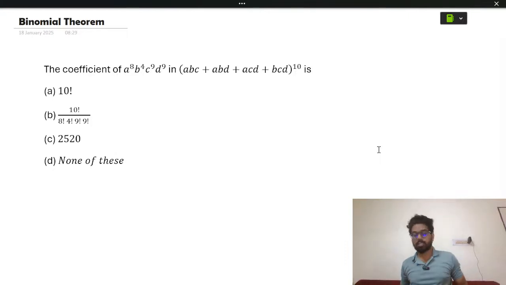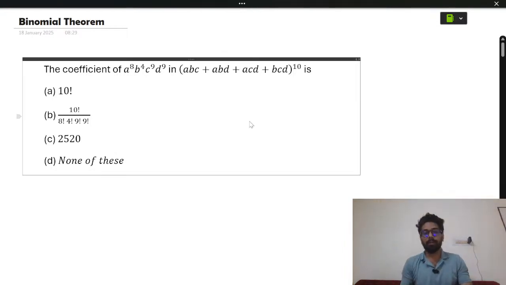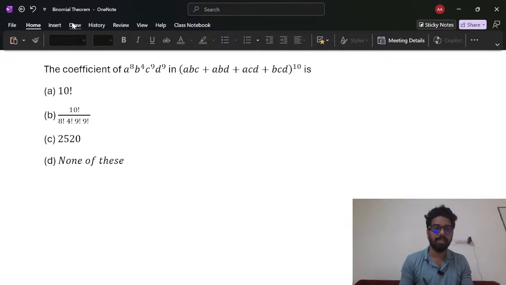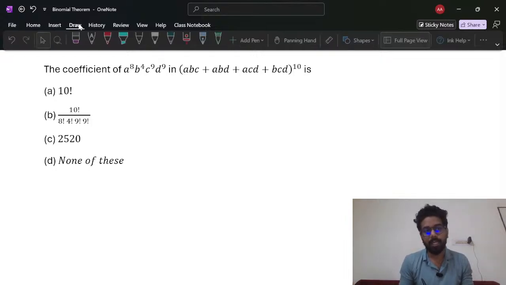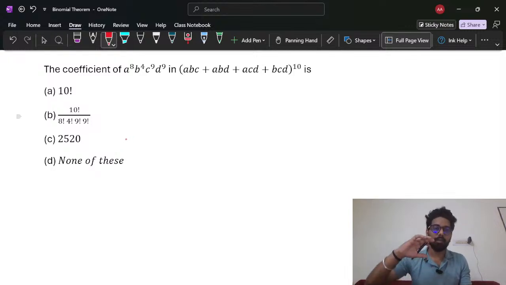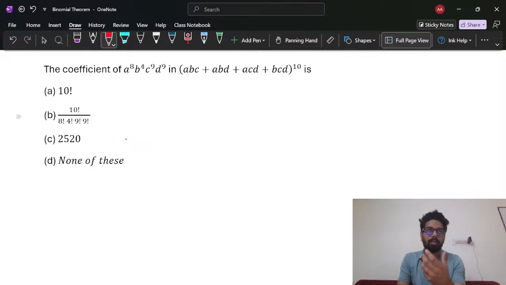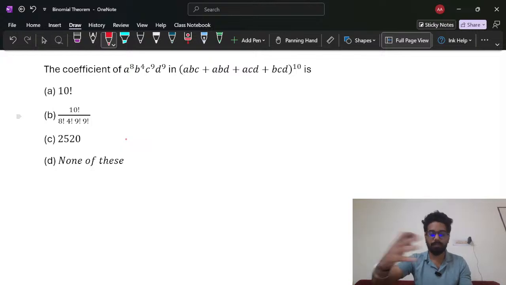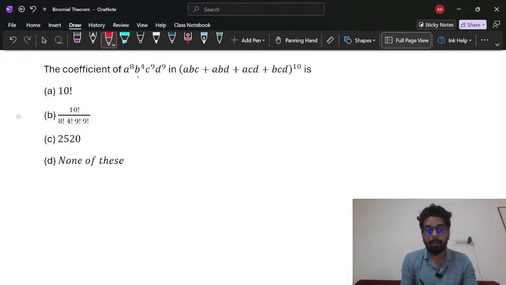Okay, let's start without any delay. Question number 1 is not from any previous year, but it's really a very good question, so I have added it. One of the favorite varieties of the examiner is finding the coefficient of a term. The term can be independent of x, or they can give you a special term to find the coefficient of, like coefficient of x power 6. So in this question, find the coefficient of a power 8, b power 4, c power 9, d power 9 in (abc + abd + acd + bcd) whole power 10.